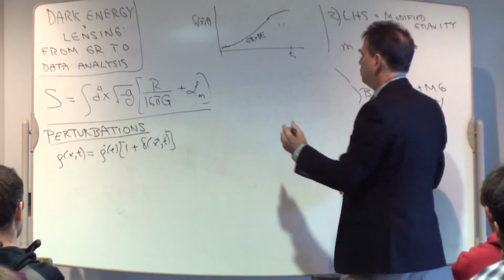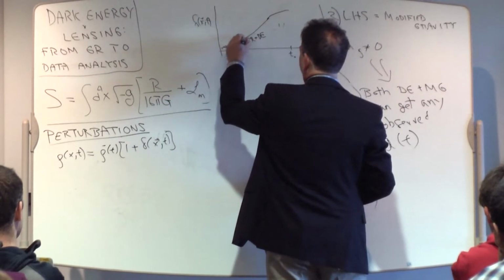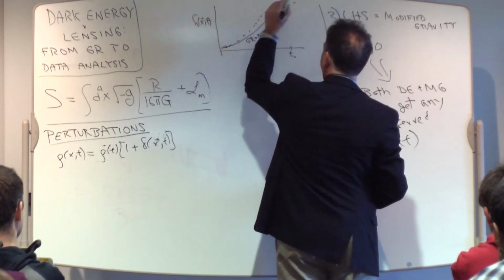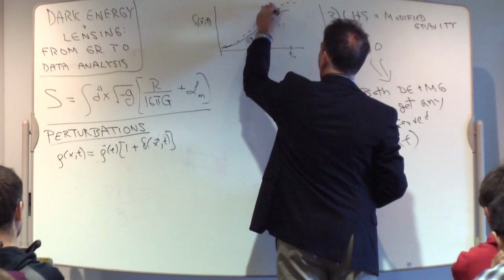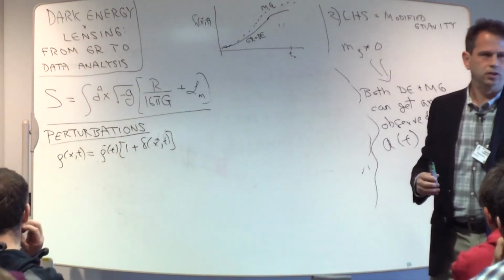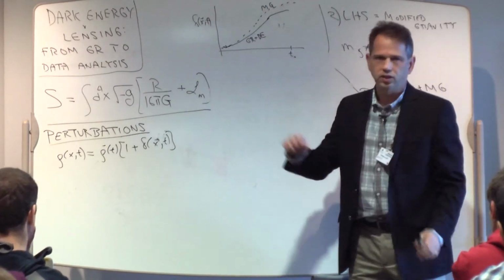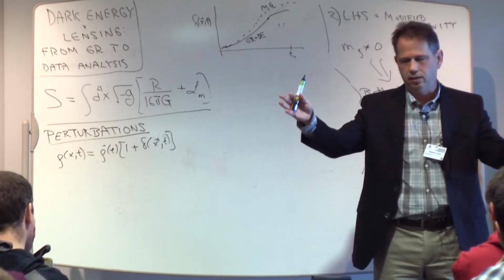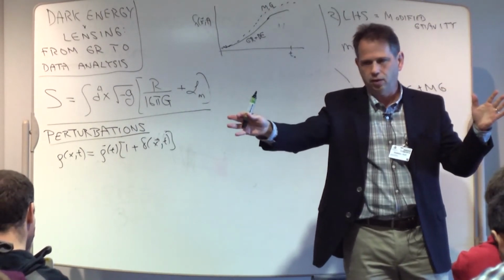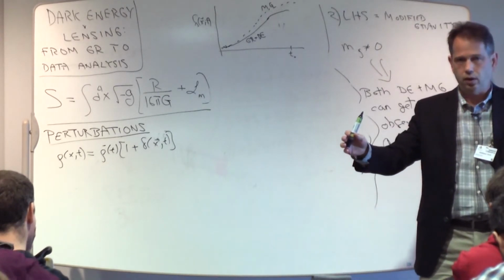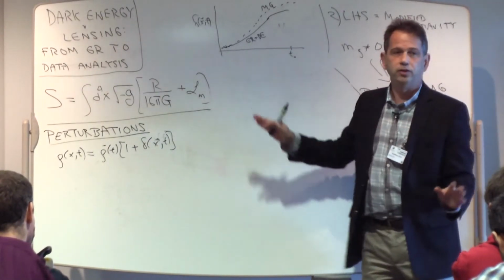So in fact, in most modified gravity models, the growth is faster. It's not a theorem, but you can kind of see why it's true in general. So what we can hope to do, therefore, is distinguish these two broad classes of ideas, changing the basic laws, modified gravity, or introducing new stuff, dark energy, by looking at the growth of perturbations.